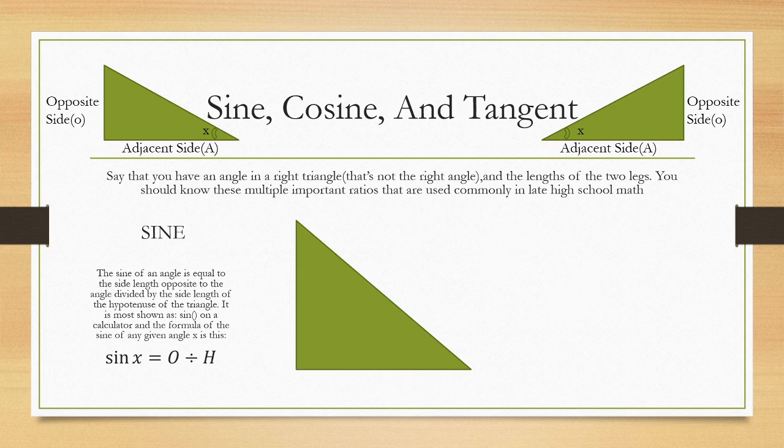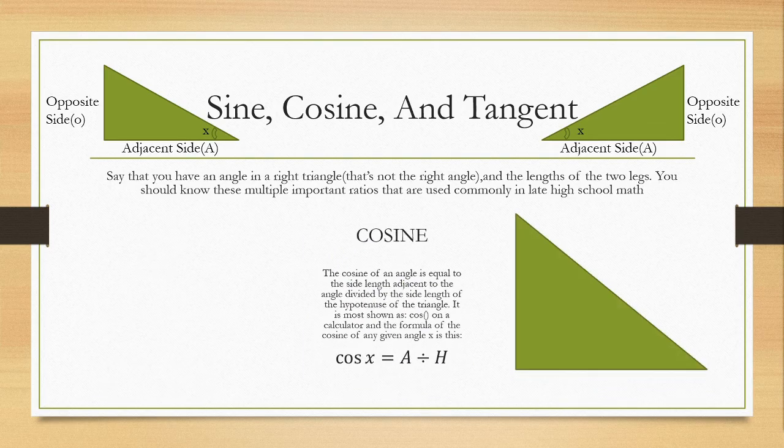The next ratio we're going to be talking about is cosine. The cosine of an angle is equal to the side length of the adjacent side divided by the side length of the hypotenuse of the triangle. It is most shown as cos on a calculator, and the formula of the cosine of any given angle x is a divided by h is equal to the cosine of x.